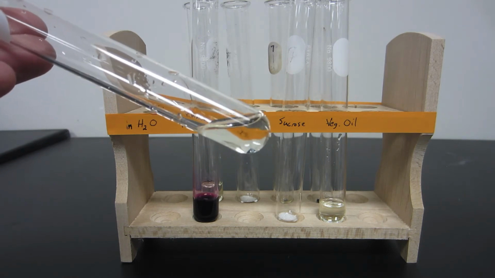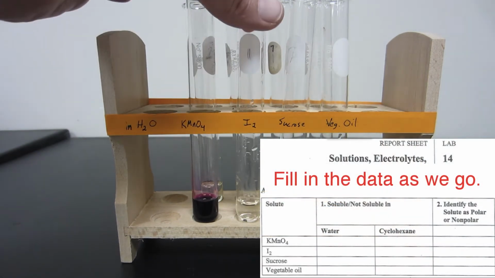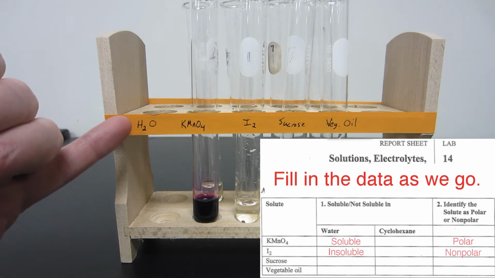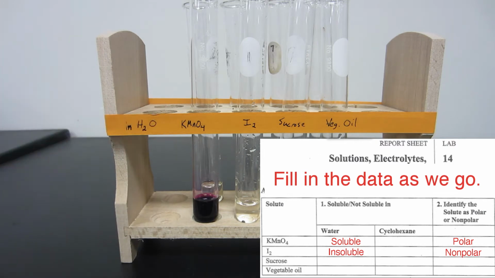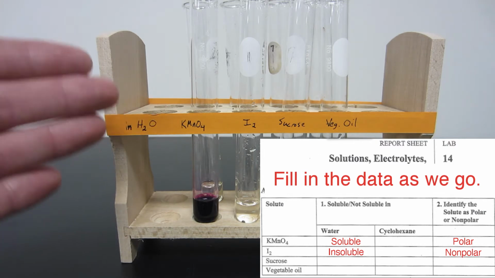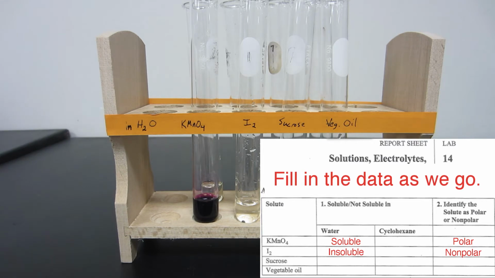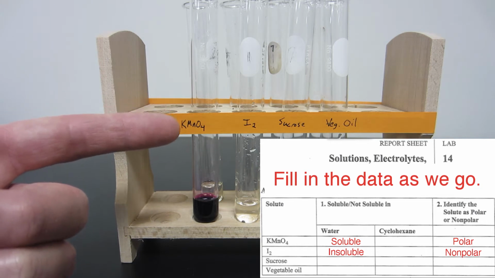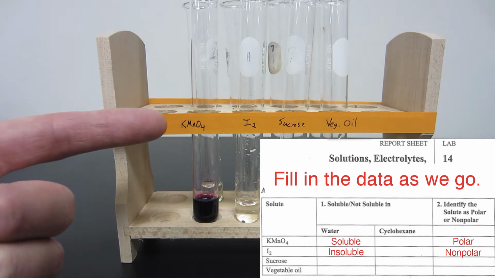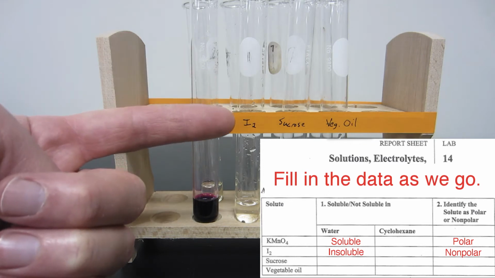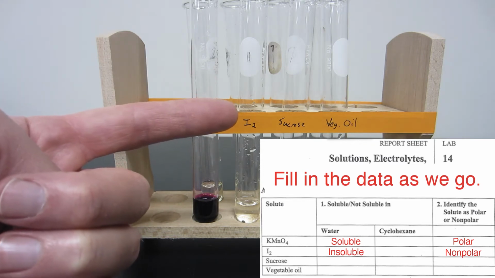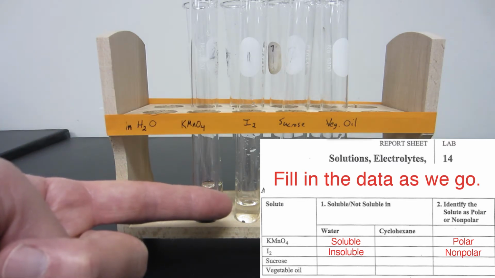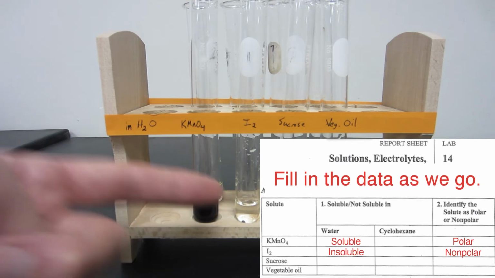So what that's telling us is that iodine is a nonpolar solute. Water is polar, and like dissolves like. A polar solvent has a tendency to dissolve a polar solute, or in this case, potassium permanganate, that's a salt. So ionic substances will tend to dissolve in water. Iodine, and this goes for really any of the diatomics, is nonpolar. And so we're seeing that it's not going to dissolve in the polar water solvent.